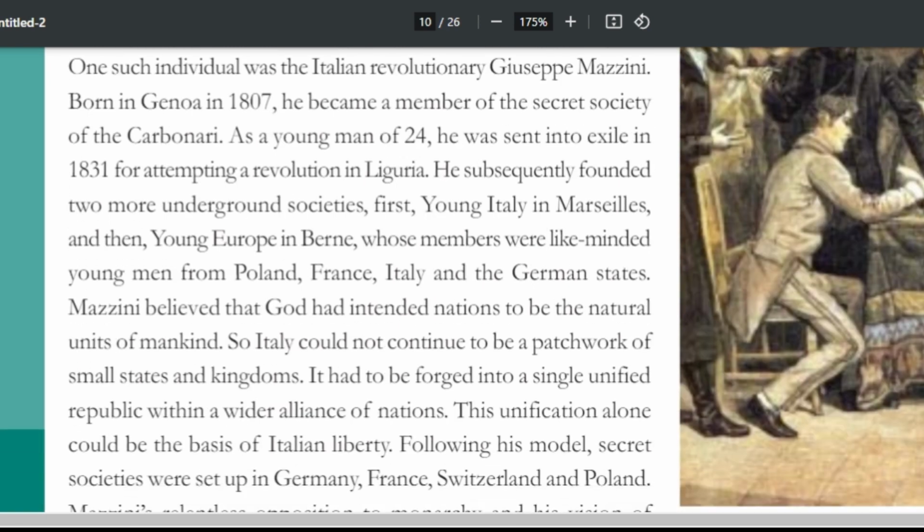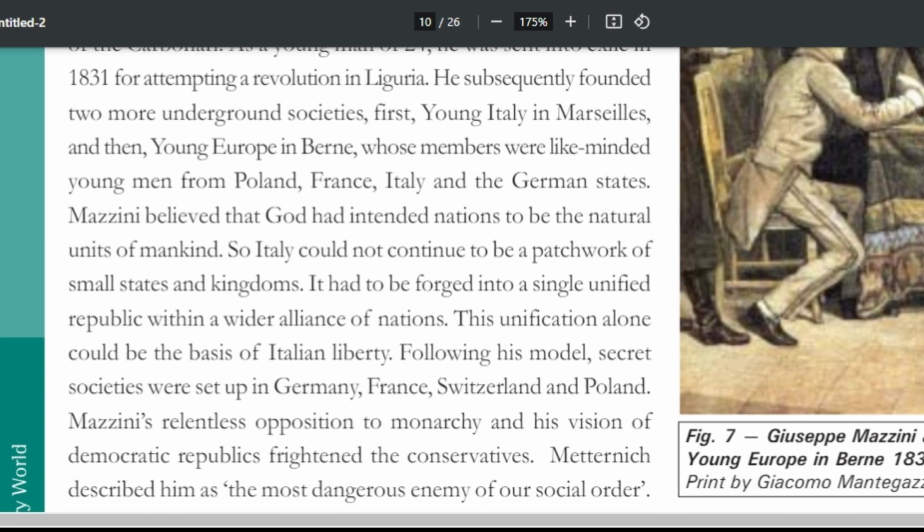One such individual was the Italian revolutionary Giuseppe Mazzini, born in Genoa in 1807. He became a member of the secret society of the Carbonari as a young man of 24. He was sent into exile in 1831 for attending a revolution in Liguria. He subsequently founded two more underground societies, first Young Italy in Marseilles and then Young Europe in Bern, whose members were like-minded young men from Poland, France, Italy, and the German states.